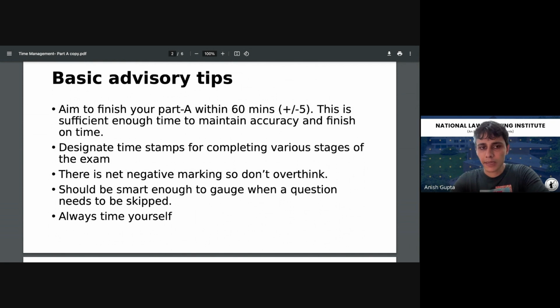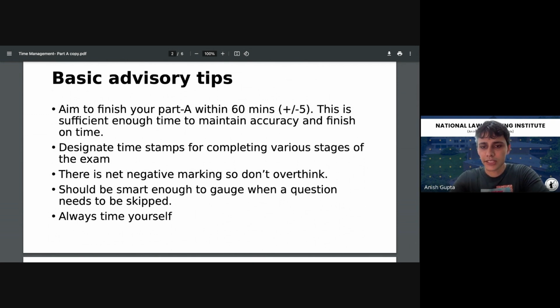Third thing, and this is a very basic advice, is that since there is a net negative marking in this exam, what that means is that even if you don't attempt a question, you'll still get a negative mark for that, or you'll face a deduction for that. So do not overthink too much, especially when you feel that you know an option is correct, but there might be some secondary doubts in your mind and you're not fully sure about it. I would suggest not to get bogged down by such a question and just generally attempt it, and do not waste too much of your time on that question.